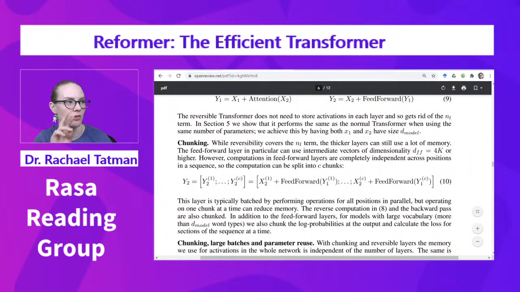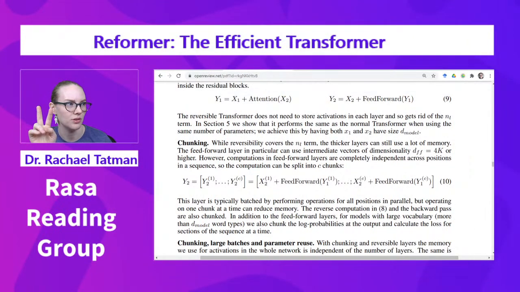Okay, so I'm getting that they're going to say that we can do our computation and then forget that, and then do the next computation, and then forget that, and then do the next computation. I'm guessing is what they're going to say here. This layer is typically batched by performing operations for all positions in parallel, but operating on one chunk at a time can reduce memory. Yeah. We're on the same wavelength.